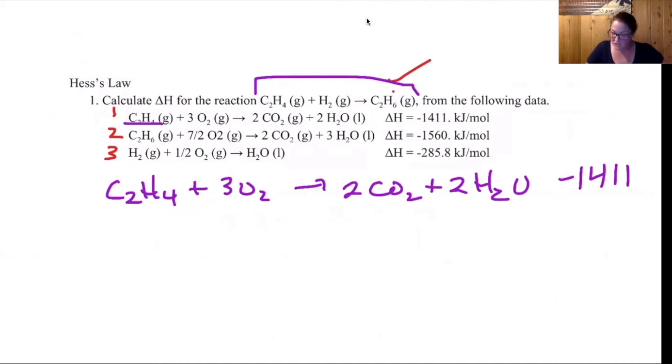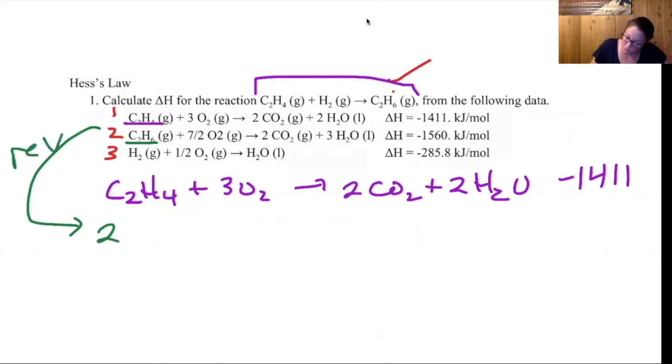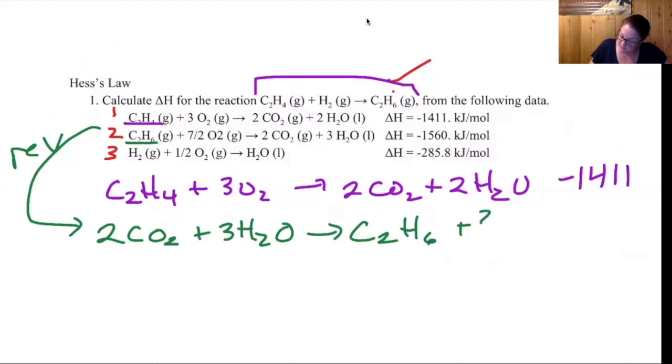Okay, reaction 2. What does it have in common with the goal reaction? H2O. Do I have the correct number of them? Yes, 1. Is it on the correct side? No. I need to reverse this reaction. So if I reverse that reaction, what was my products is now my reactants, and what was my reactants are now my products. And since I reversed the reaction, I take that delta H and I change the sign of it.